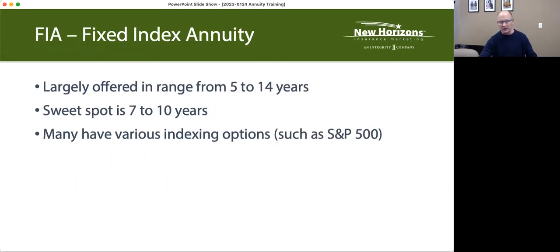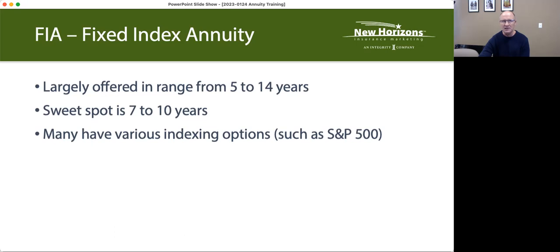Okay, the next area that we have here at New Horizons, this has been a big jump in our business, is the fixed indexed annuity, not to be confused with fixed rate or MYGA. This is fixed indexed annuities. Typically these run, with some exceptions, anywhere from 5 to 14-year contracts. We feel the typical sweet spot is 7 to 10 years.